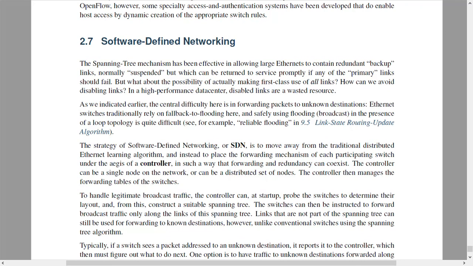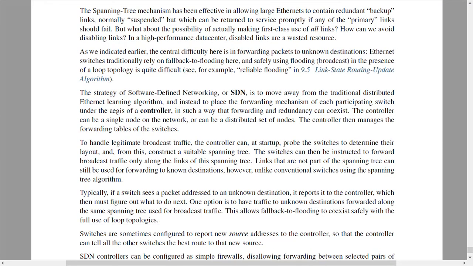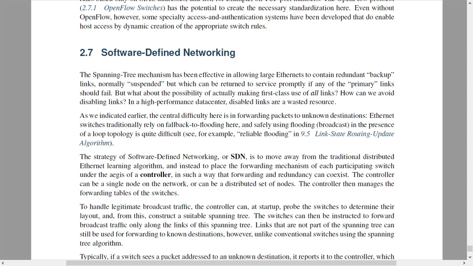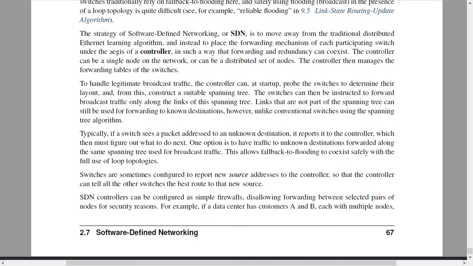All right, so spanning tree mechanism is still good. There is another way of getting away from distributed. It's still largely being used that same way though. All right, so that's all about the reading.